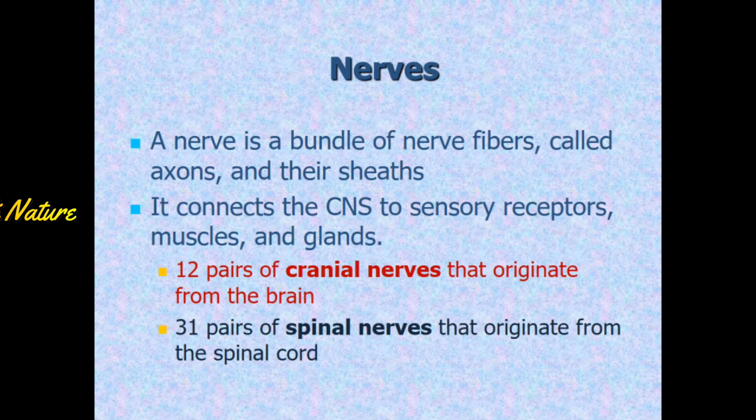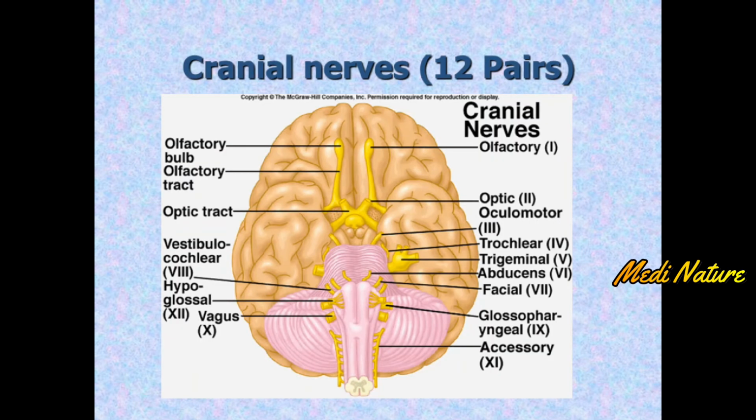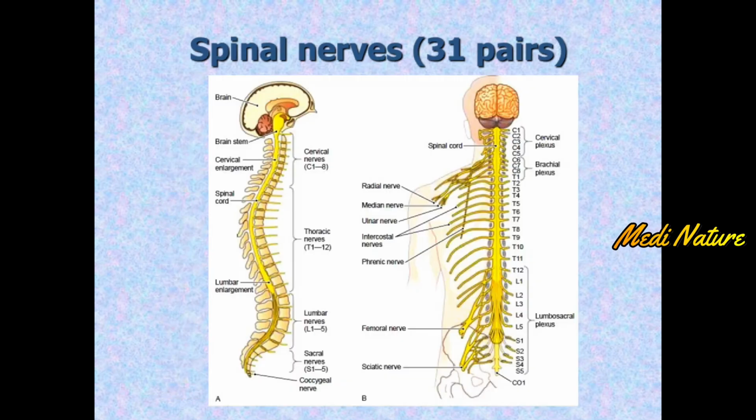When we are talking about nerves, there are two main types of nerves in our body, that is cranial nerves and spinal nerves. Cranial nerves originate from the brain and there are 12 pairs of cranial nerves. Spinal nerves originate from the spinal cord and there are 31 pairs of spinal nerves in our body. This picture shows you the 12 pairs of cranial nerves. We will learn about them later. This image tells you about the 31 pairs of spinal nerves.